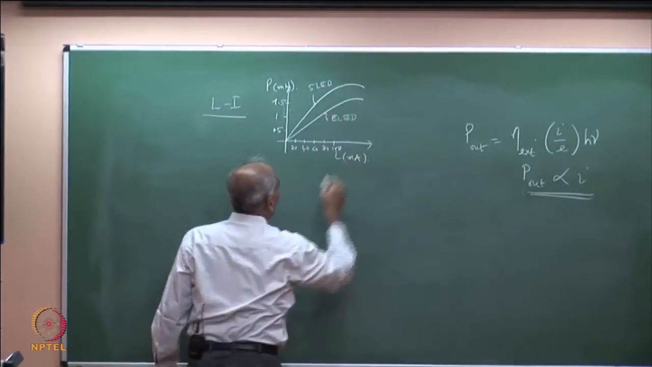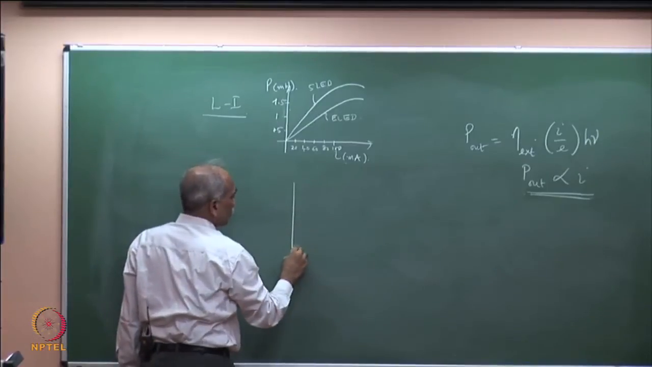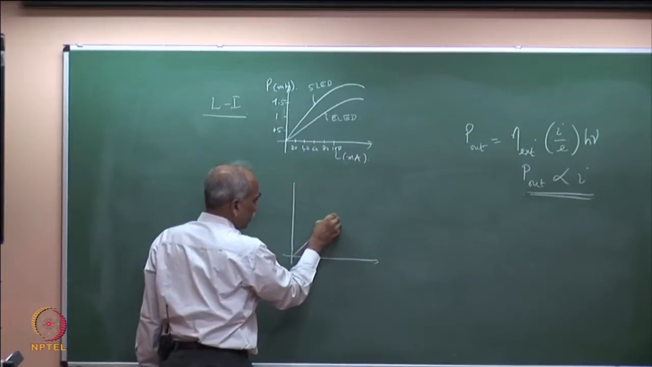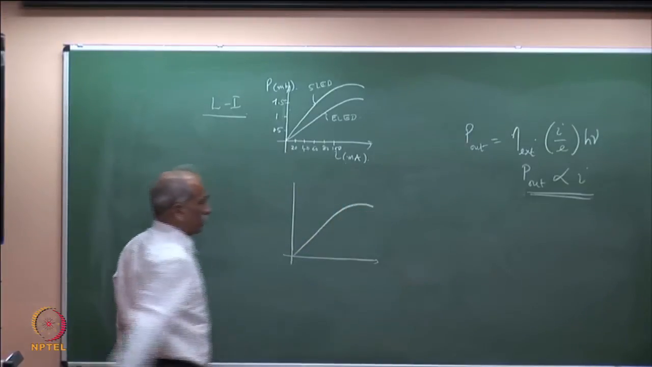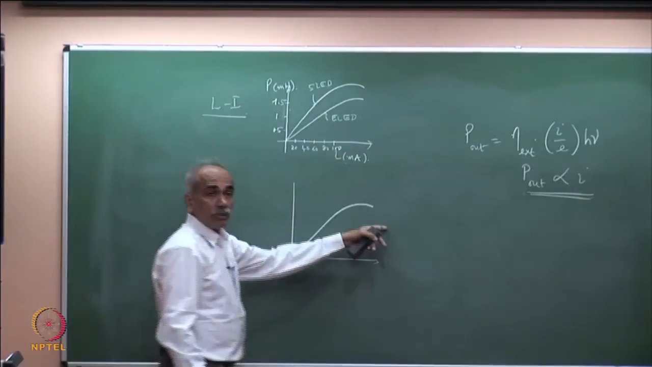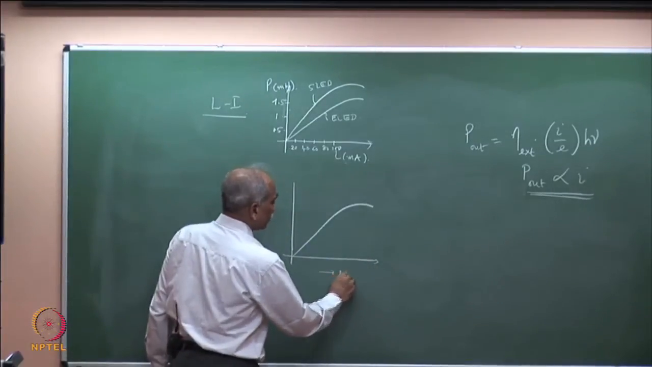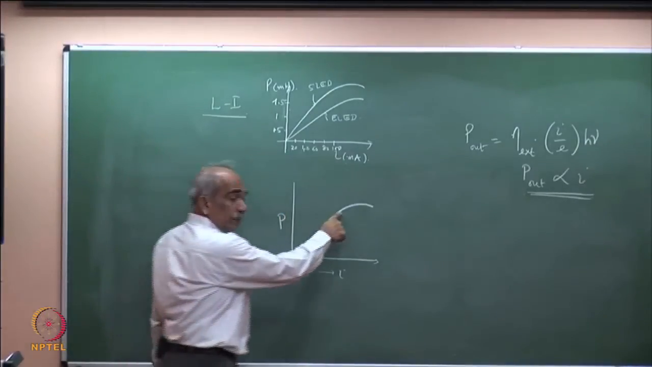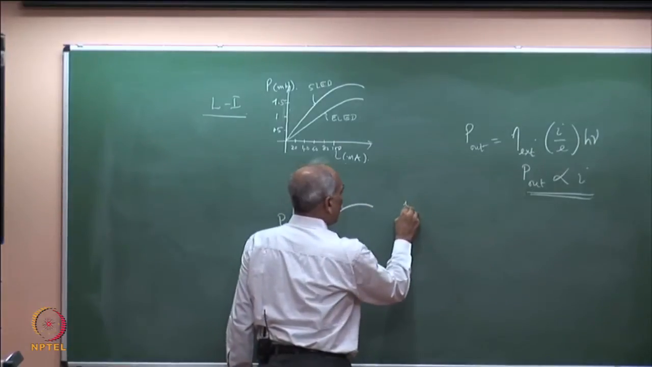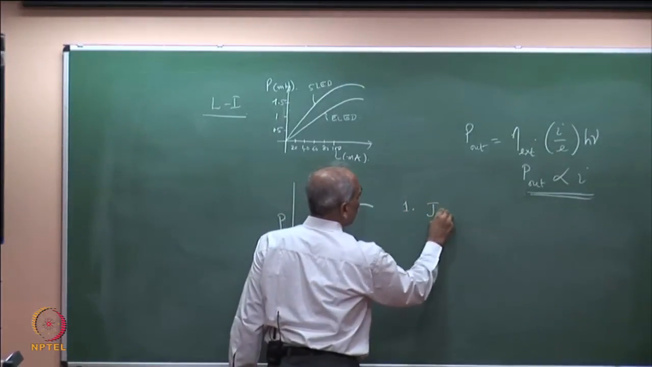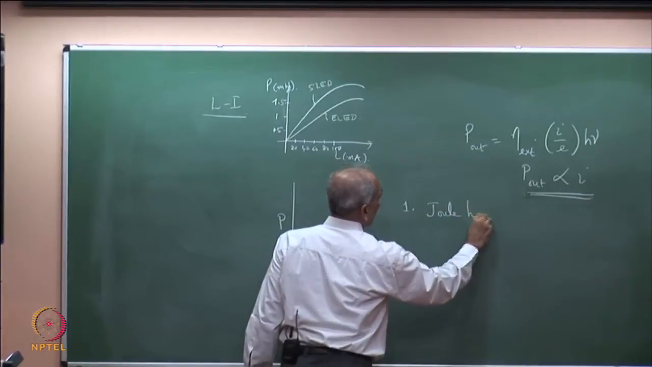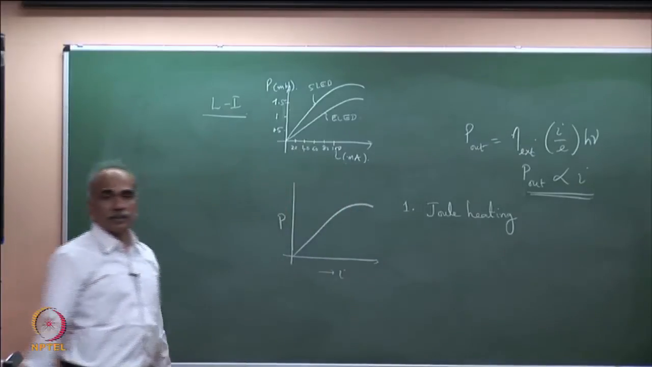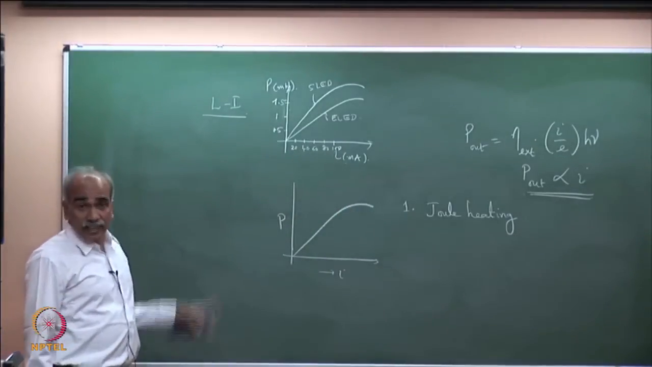So, what is the reason for this saturation? Let us focus on the saturated region. This is going straight and then it starts saturating and even starts coming down as current increases. So, this is I versus P. There are several reasons for this. The first one is Joule heating.